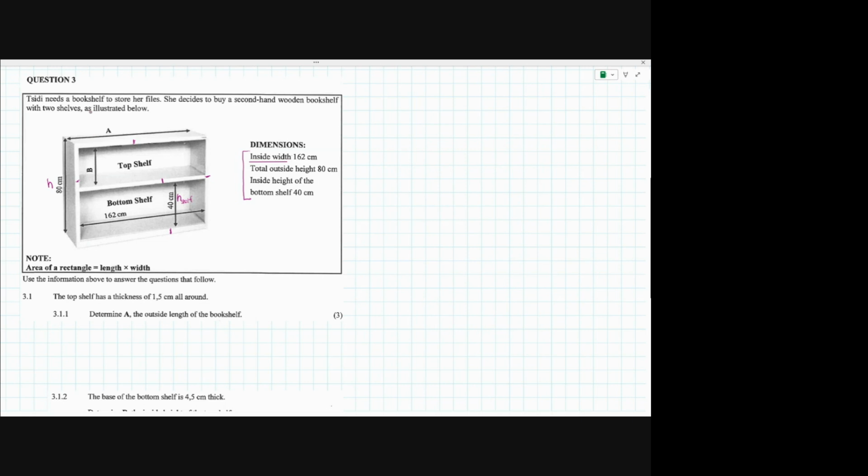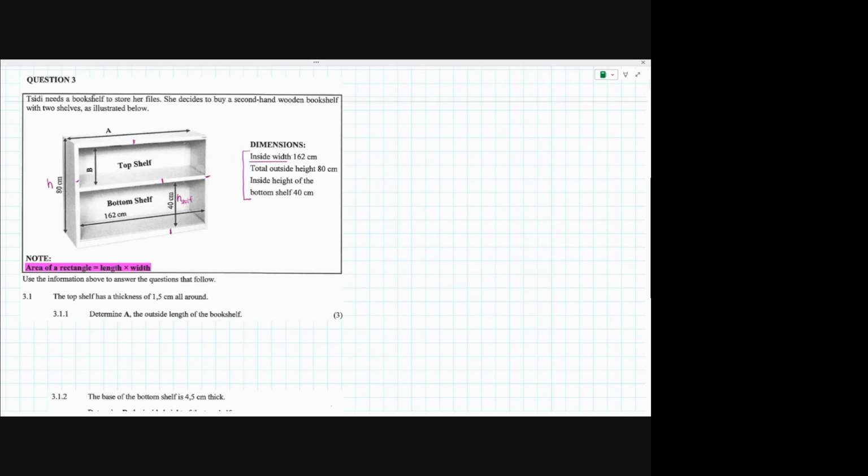And then they've said at the bottom, as I told you earlier, sometimes we give these to you, that the area of a rectangle is equal to length times width. Something you probably already know, but they have given it to you, so you never need to panic. That information is there for you.